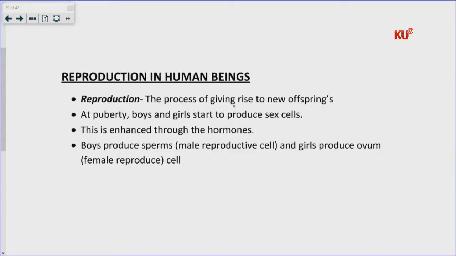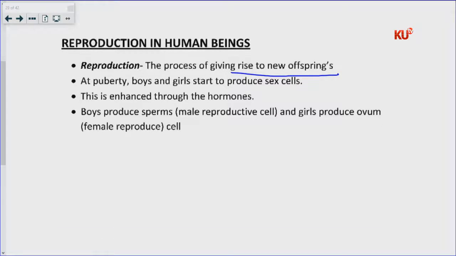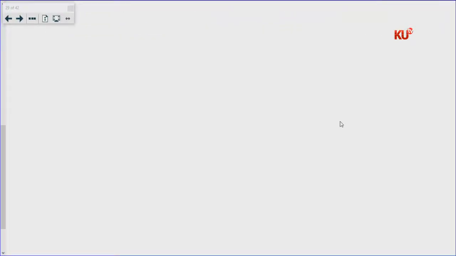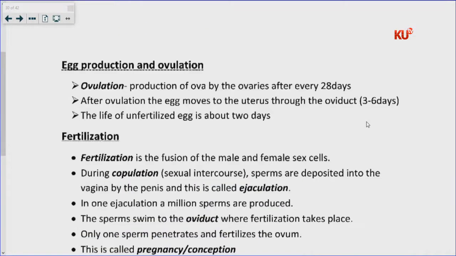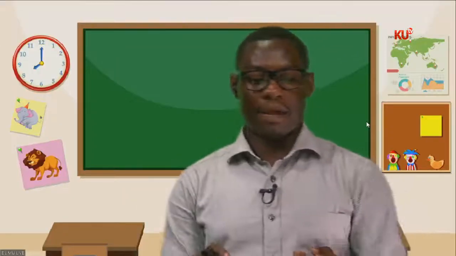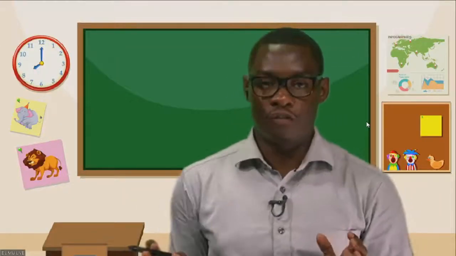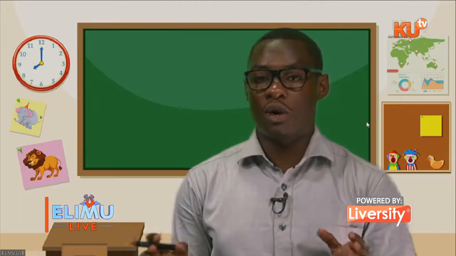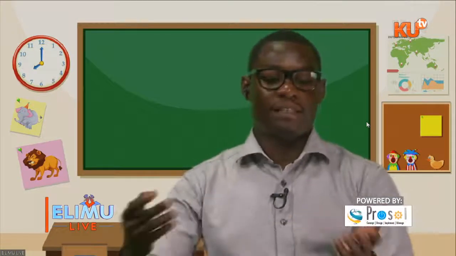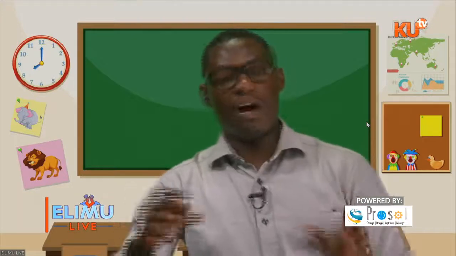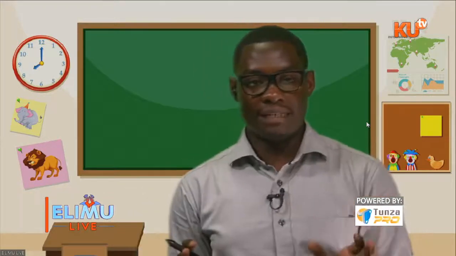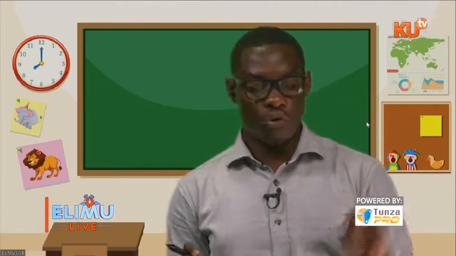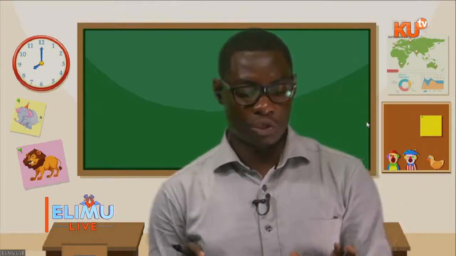Reproduction is the process of giving rise to new offsprings, and at puberty the boys and the girls produce sex cells. We already looked at that, and it is enhanced through hormones. So I want us to look at egg production and ovulation. Egg production is also called ovulation. The ovaries produce the ova through a process that we call ovulation, which takes place after every 28 days. Now, after ovulation, the ovum takes around 3 to 6 days to move through the oviduct, also called the fallopian tube.